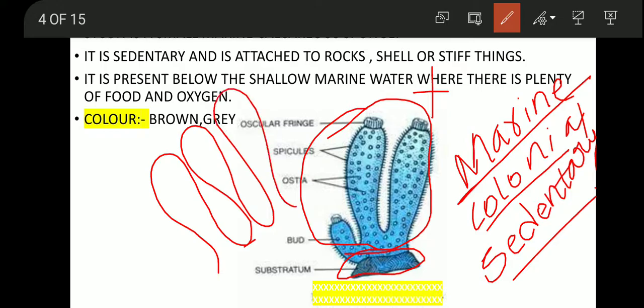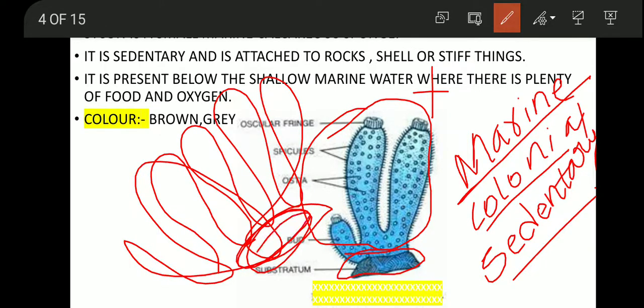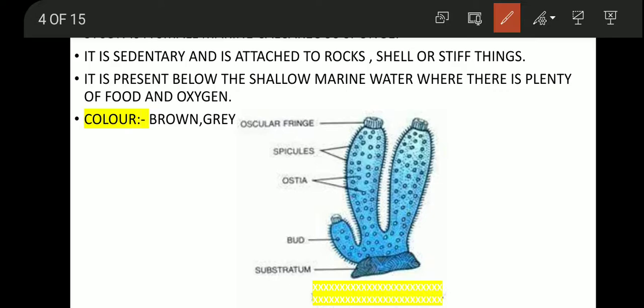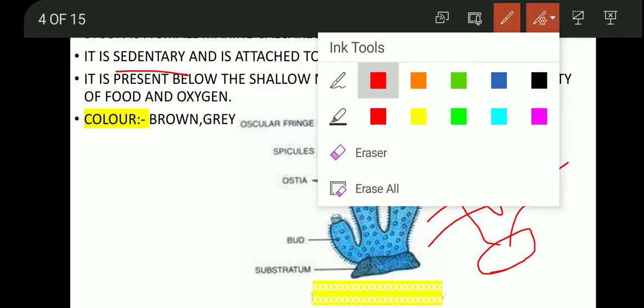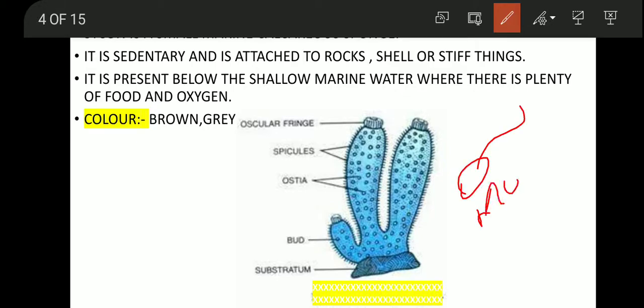You don't see only one, you will see many like this, and these all will be attached to one substratum, like here. So it is sedentary in form, that is, it does not move from one place to another. The larva of the Scypha is motile. When the larva finds a substratum, first of all the larva swims for hours in the sea, and as it finds a substratum below the sea, it will attach itself and develop into an adult Scypha. The larva is motile, but the adult one is immotile.